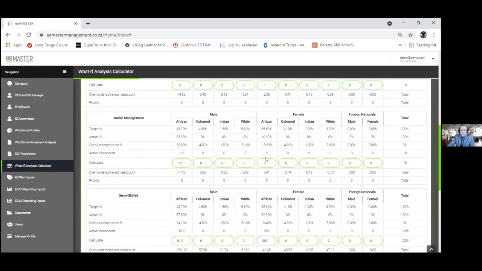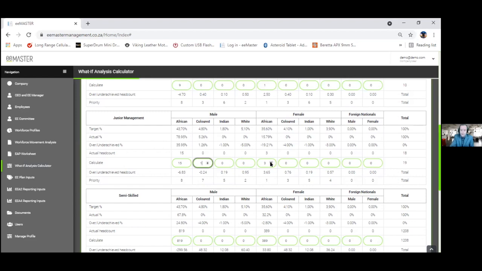So now, let's say, Barry, if you can, let's say we employ one colored male in junior management. As an example, you will see what now happens is your priority number 1 would be an African female because the target is 35.6. The actual is 3. 3 divided by 18 equals 15.79. You make your calculation and then you realize it's the highest underachieved area, hence the reason why it's priority number 1.